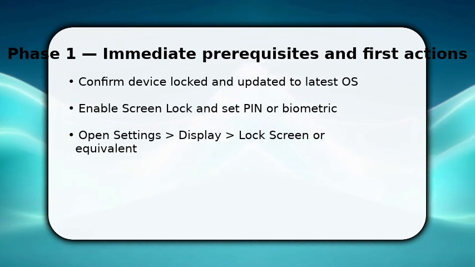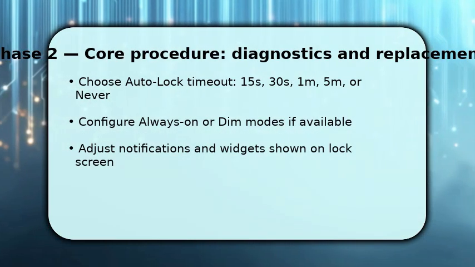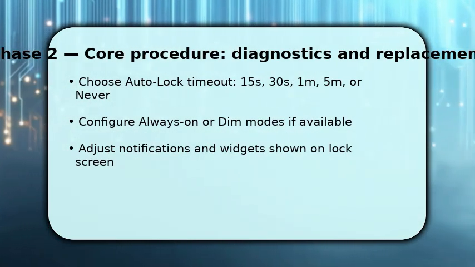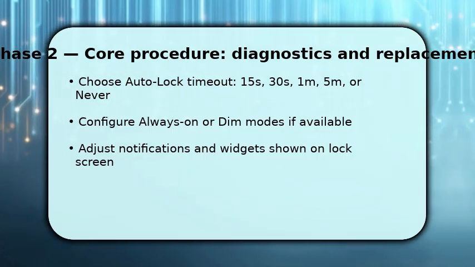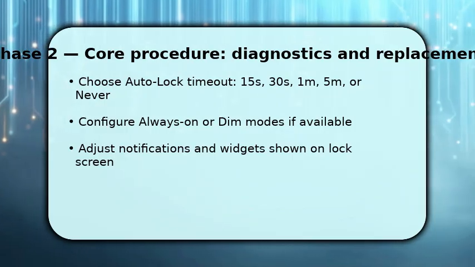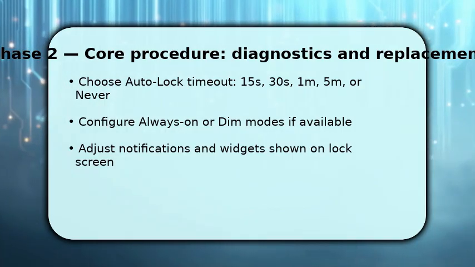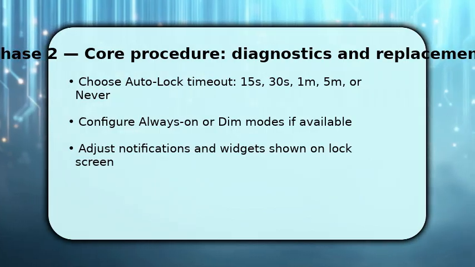Next, adjust the actual timeout and display behavior. You'll pick an auto-lock value, for example 30s or 1M, depending on battery versus convenience. Then, enable or disable always-on, dim, or scheduled lock screen modes. These affect how long the screen appears active.